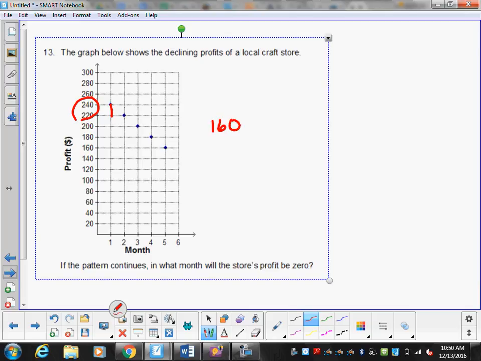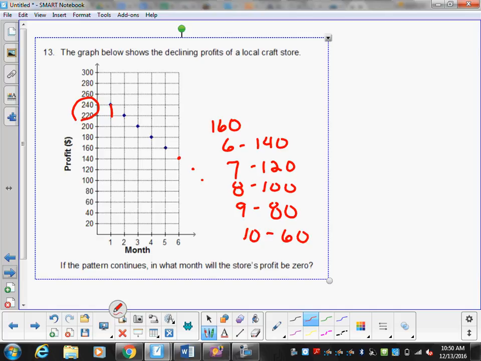So I need to go, continues, what month will the store's profit be 0? So in month 6, it'll be 140. So in month 7, it'll be 120. Month 8, it'll be 100. Month 9 will be 80. Month 10 will be 60. Month 11 will be 40. 12 will be 20. And 13 will be 0. So in month 13, the profit will be 0. That's just by showing that I'm going down $20 every month.